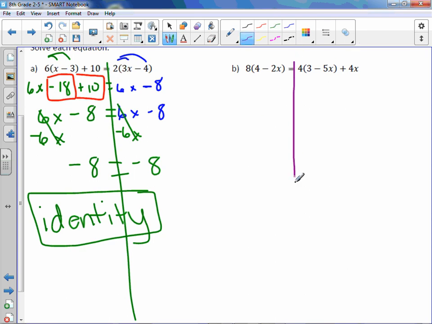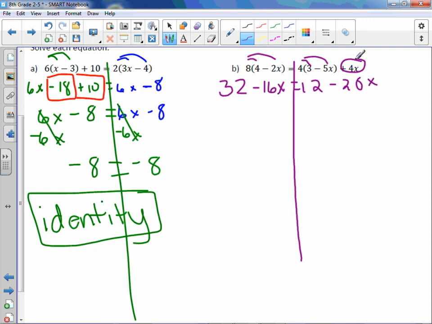Letter B. Again, focus on one side. 8 times 4 is 32. 8 times negative 2x is negative 16x. On the right-hand side, 4 times 3 is 12. 4 times negative 5x is negative 20x. And don't forget about this plus 4x. Make sure you bring that down.